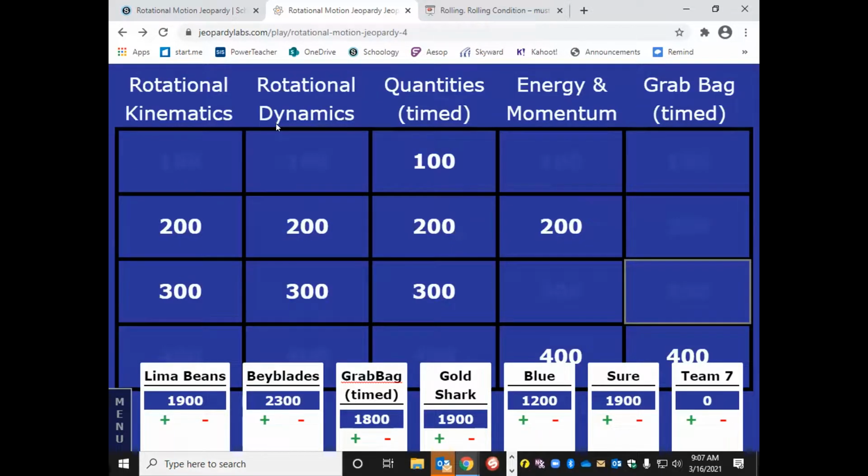All right. Who get Gold Shark? What do you want?